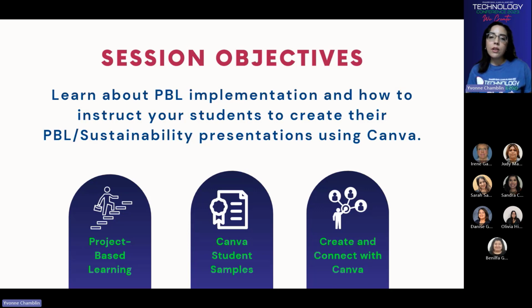And today during the presentation, you'll hear a lot about project-based learning, about students, how they implement it. So I'll show you some samples. And then I want to show you other ways where you can create and connect with Canva. While I'm using Canva today, you probably have used Canva also. And so this is not an introductory to Canva. This is just, here's the possibilities you can have with Canva.